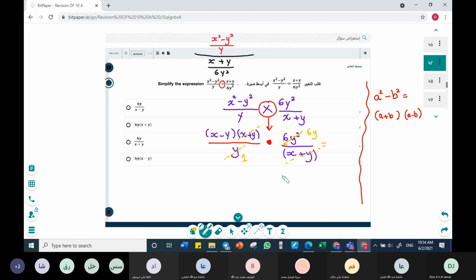So 6y. Now, let's multiply the numerators by each other. Don't forget, when you cancel this, it will be 1. So that means if you multiply the numerators by each other, it would be 6y multiplied by x minus y between brackets. That's it, which is the last choice. Can I move to the other question? Yes.